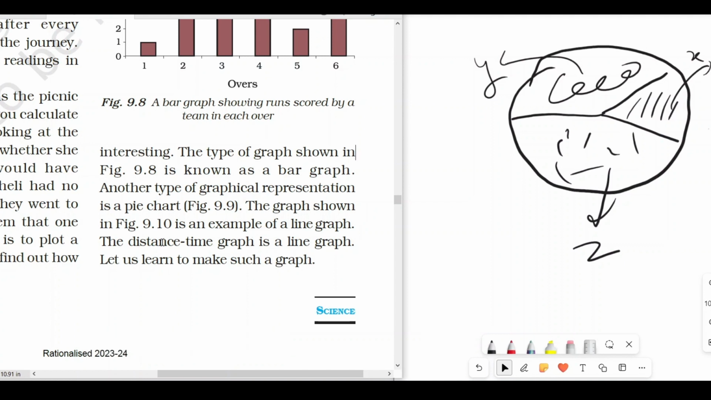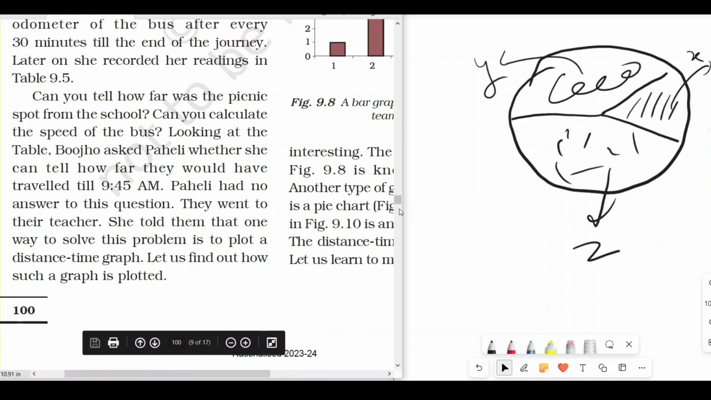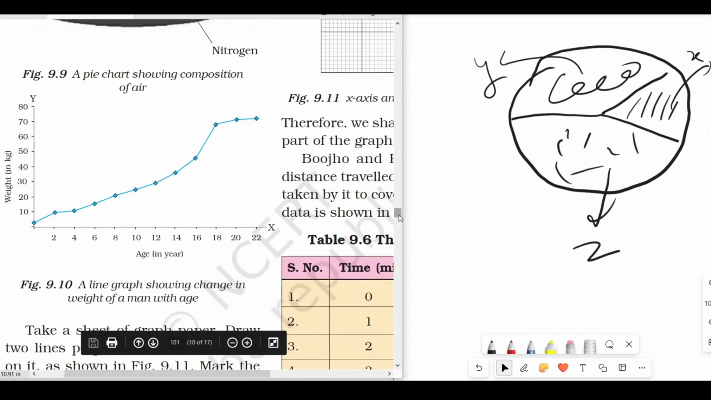So when we make a distance time graph, we draw it as a line graph. Let us learn to make such a graph. So we learn how this graph is made. So this is the pie chart that we were talking about, and this is a line graph in which you can see that there's a line connecting the dots here. So this is a line graph.